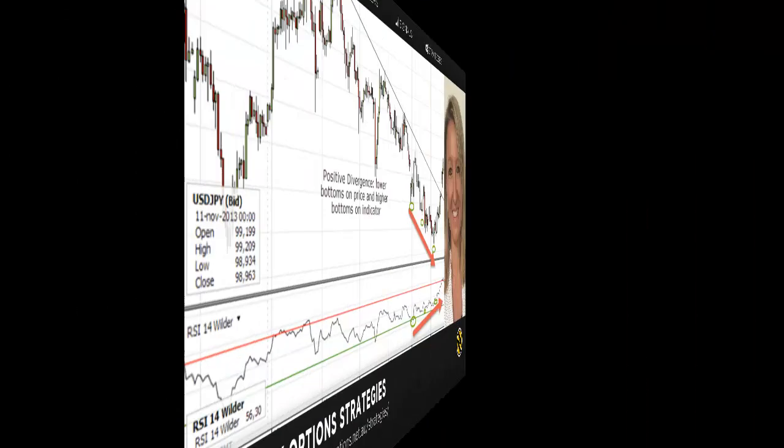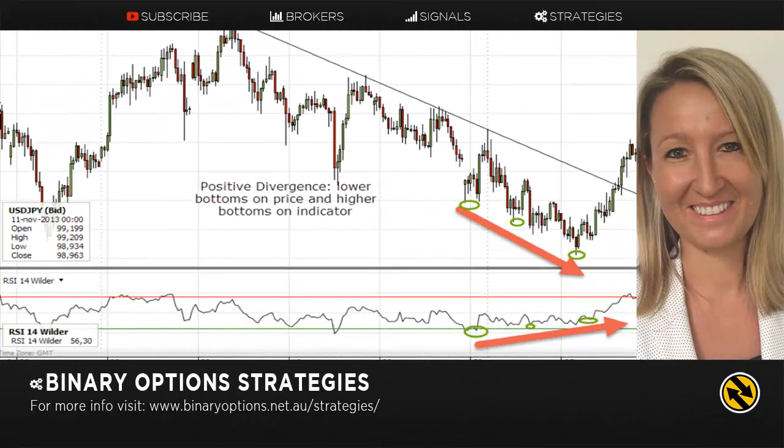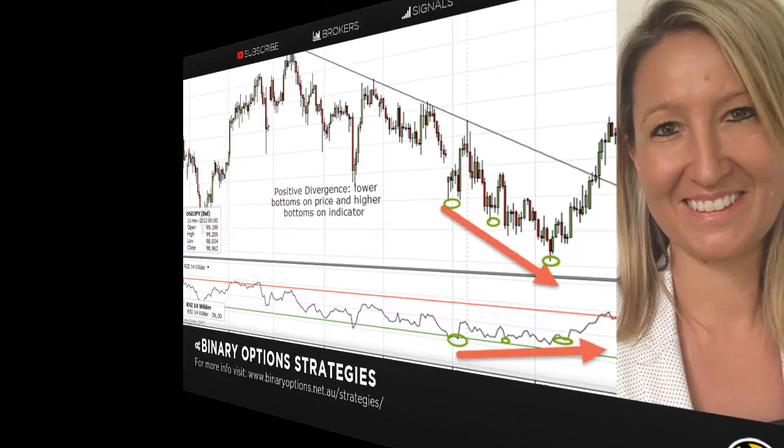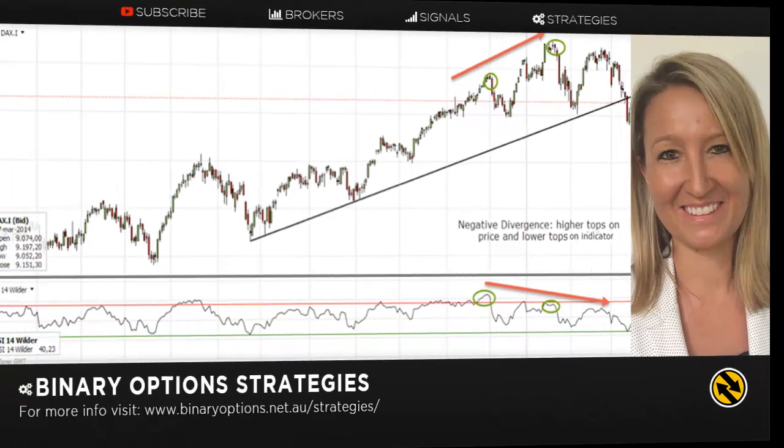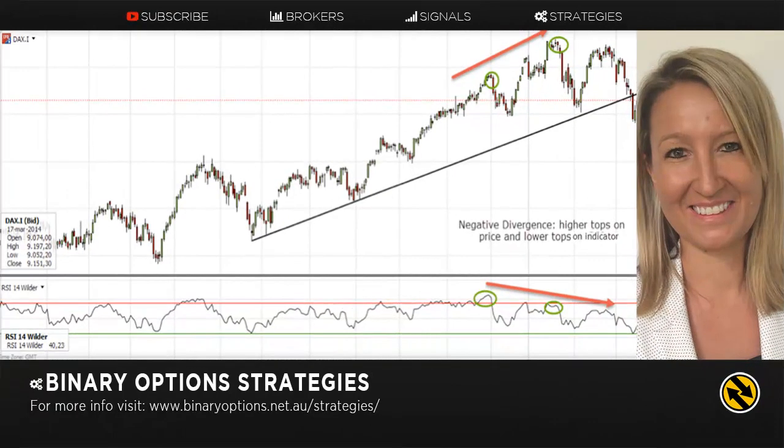Positive divergence occurs when the price of an asset makes a new low, while the indicator starts to climb upward and often foreshadows a bullish reversal. Negative divergence occurs when the price of the asset makes a new high, but the indicator fails to do the same and instead closes lower than the previous high and signals a bearish reversal.